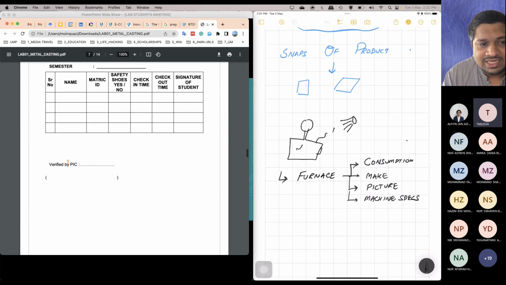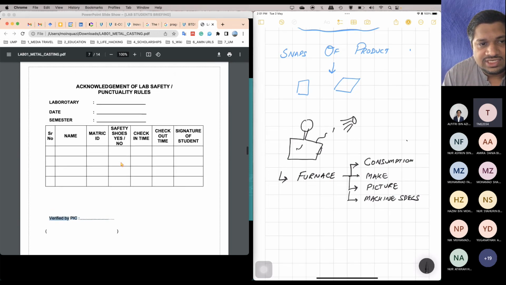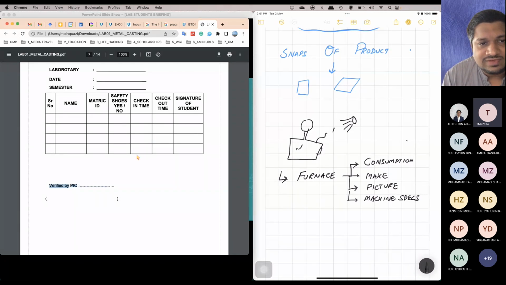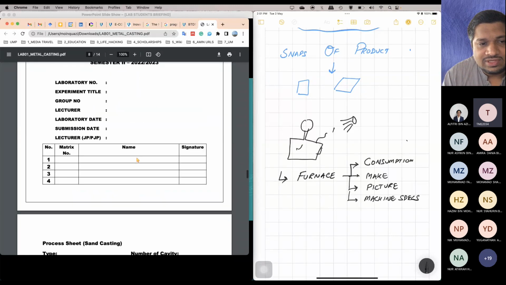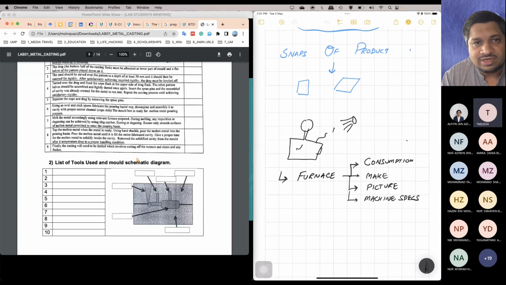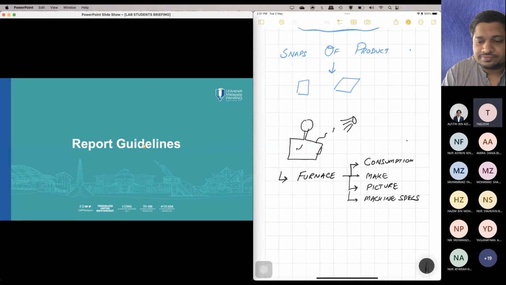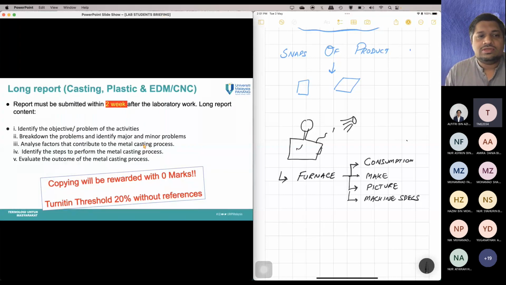Okay. The PIC is going to sign and chop the safety sheet for you with all the names of the students which are mentioned, and then you can submit the lab report as per requirement and as per procedure. So the report should be submitted within 2 weeks. So in week number 11 or 12, you are going to submit the lab report.